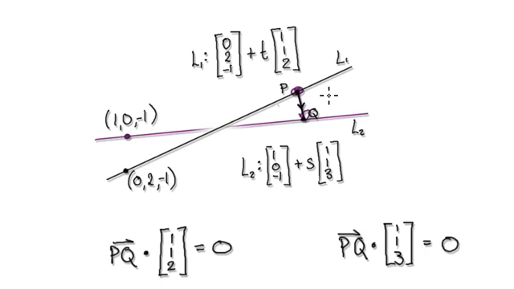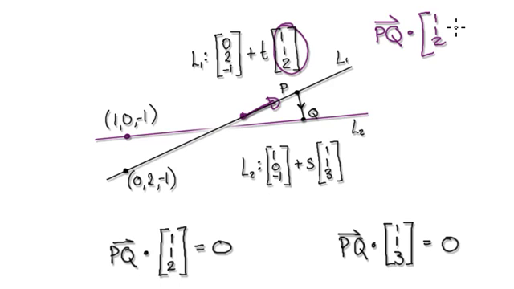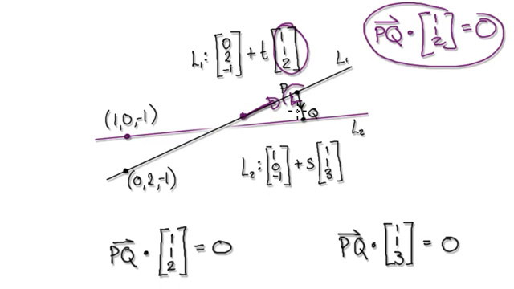Now the shortest distance that exists between two lines occurs when this is at 90 degrees and this is also at 90 degrees. So the shortest distance occurs when we make the demand that PQ dotted with this vector here equals 0. That will ensure that this would be at 90 degrees.